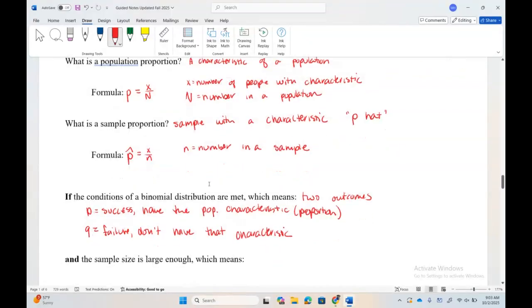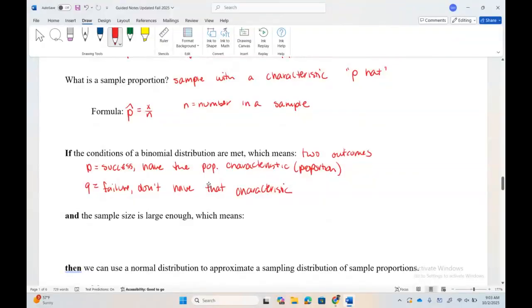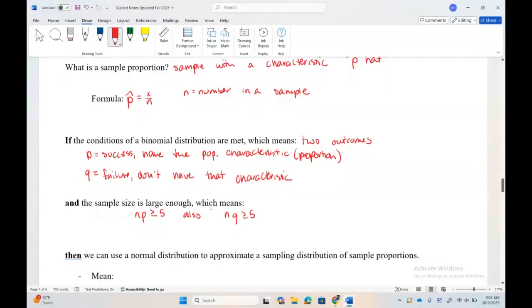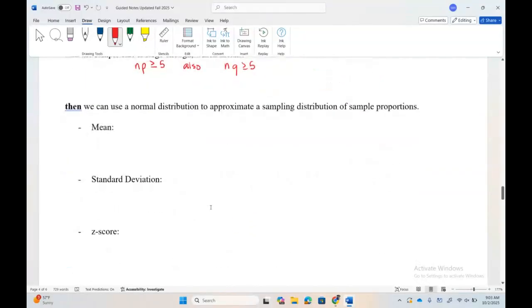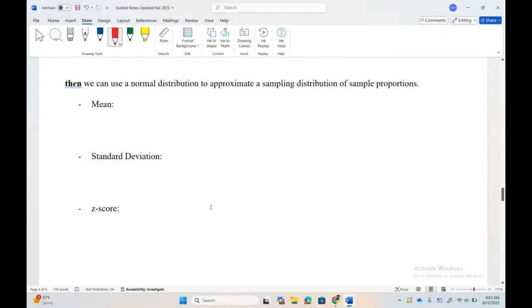Okay. Also, the sample size has to be large enough. To check and see if that sample size is large enough, it's not just 30. We have to do N times P, and that has to be greater than or equal to 5. Also, N times Q has to be greater than or equal to 5. So if those things are happening, then we can use the normal distribution to approximate the sampling distribution of sample proportions.